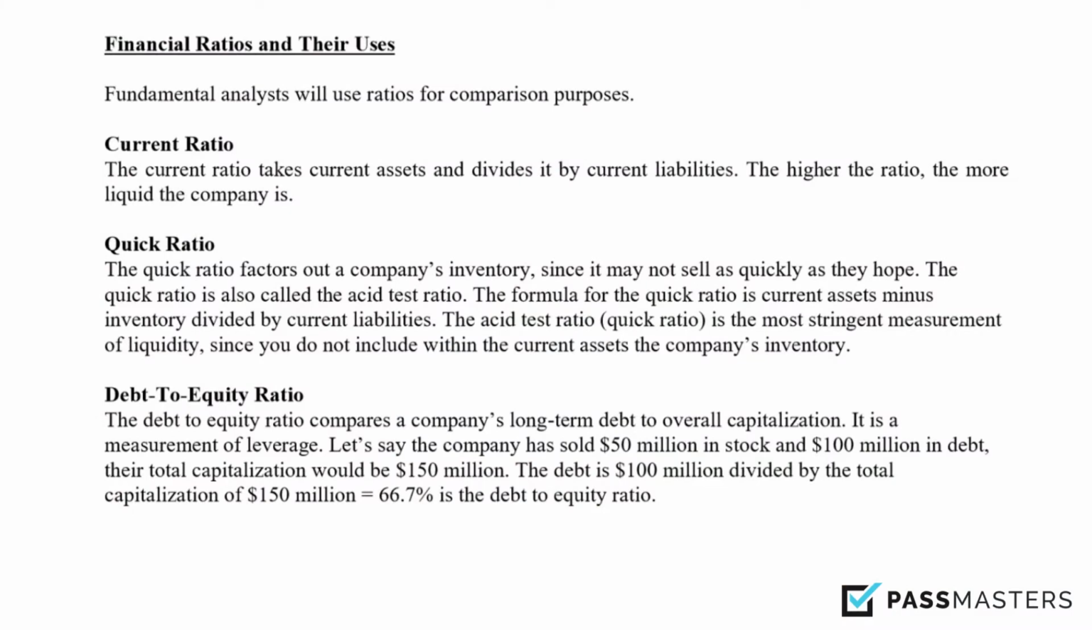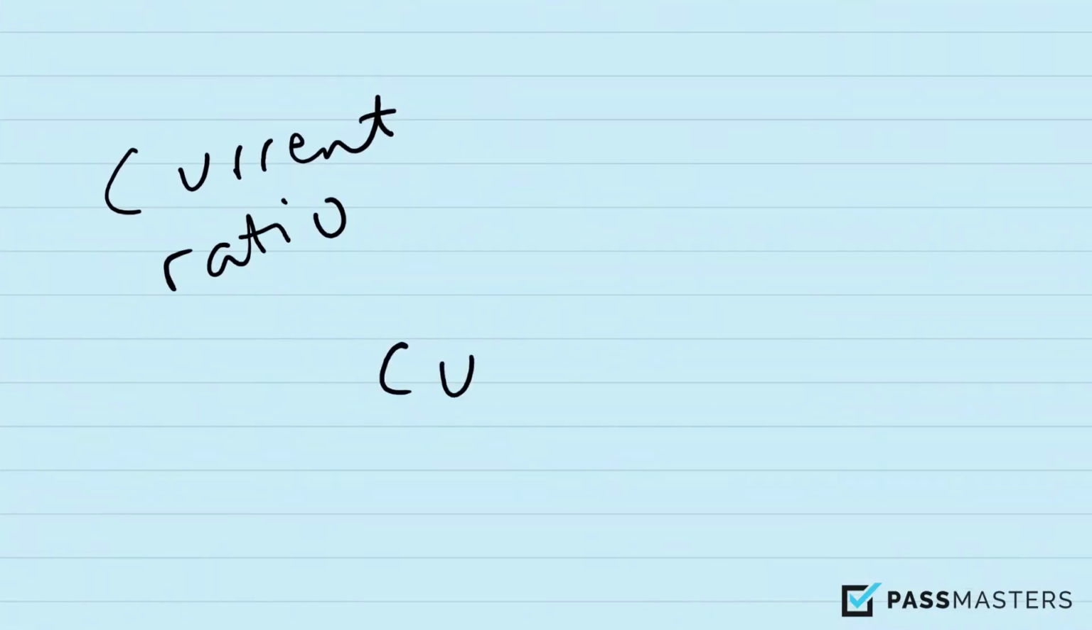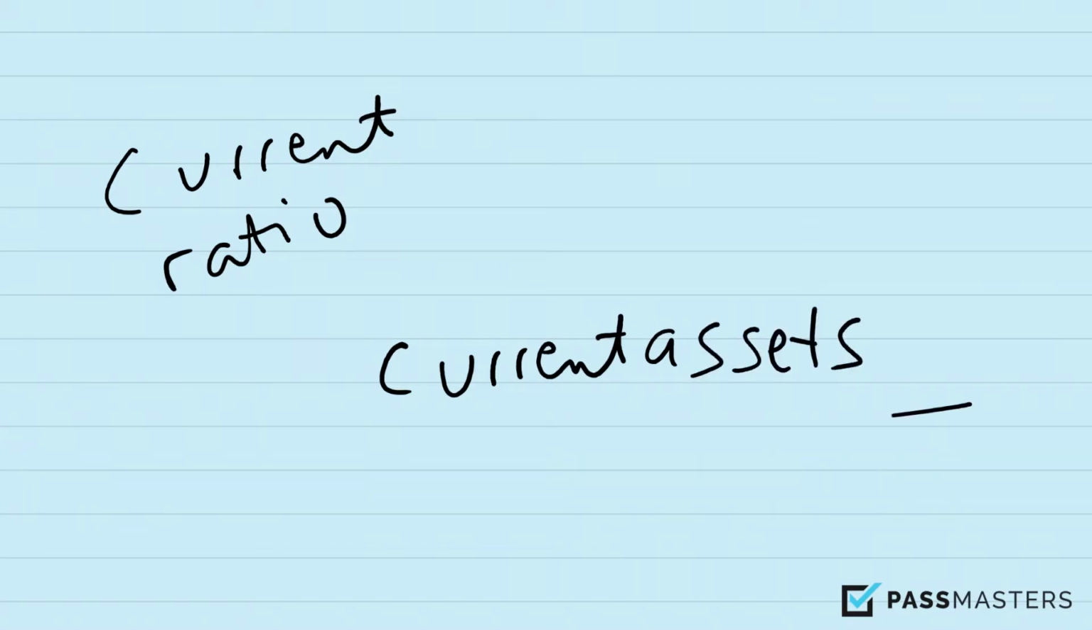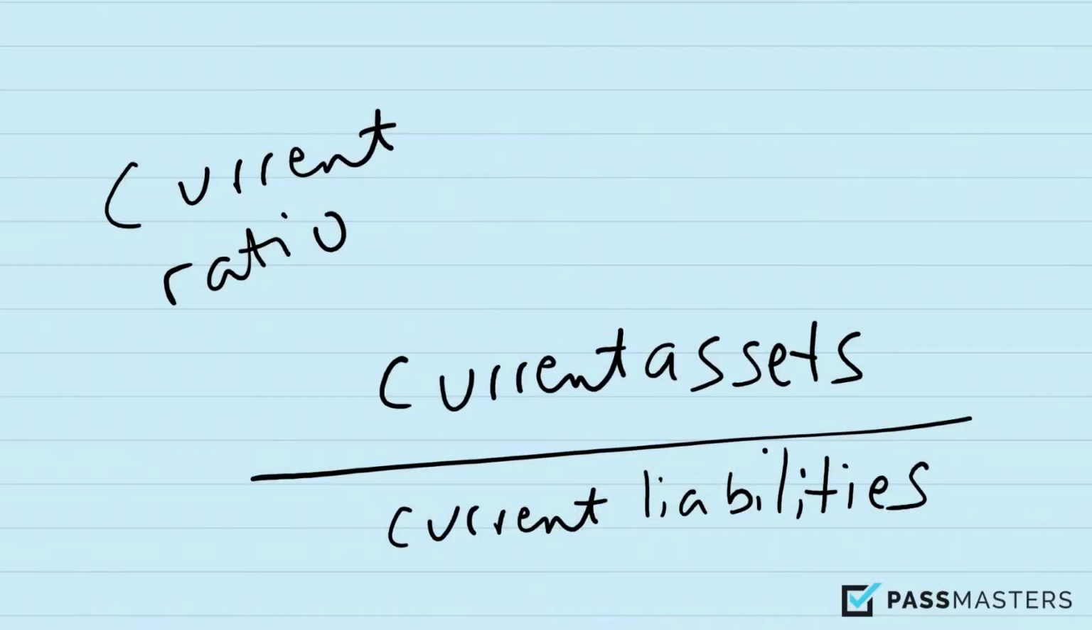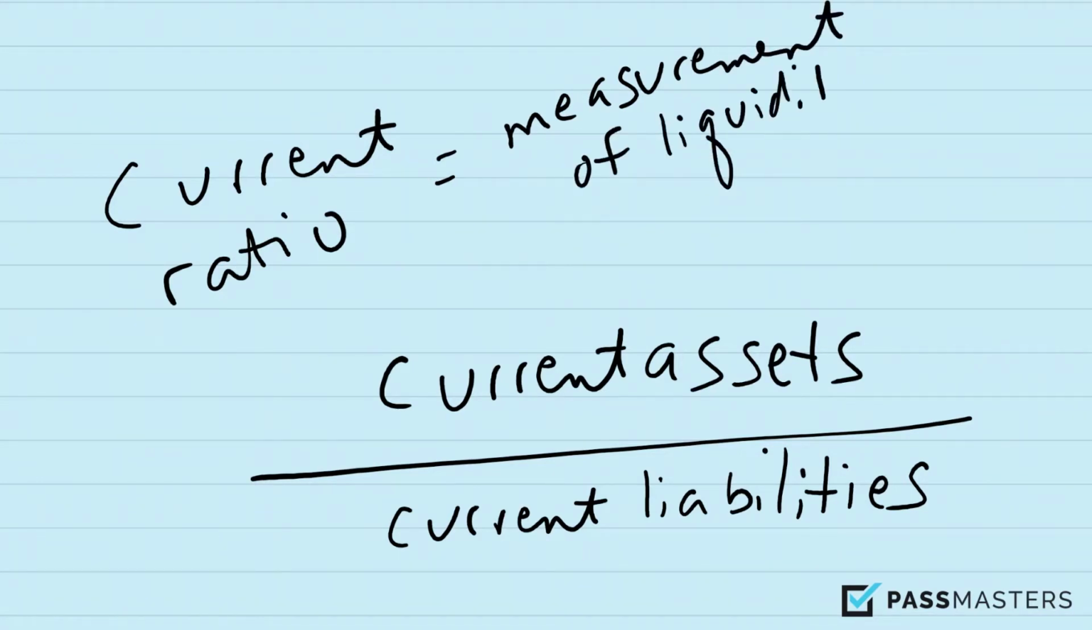A very common ratio that fundamental analysts will look at is called the current ratio. The current ratio is going to take current assets and divide by, so I'm making a fraction, current liabilities. Current assets divided by current liabilities. The higher the ratio, the more liquid the company is. So the higher ratio, the better. So it's a measurement of liquidity. Remember, current assets are cash and expected to be cash in the next 12 months. Current liabilities are monies that are owed in the next 12 months. So how much more in assets does a company have than it has in liabilities? The current ratio is what you would look at to compare companies in this area.